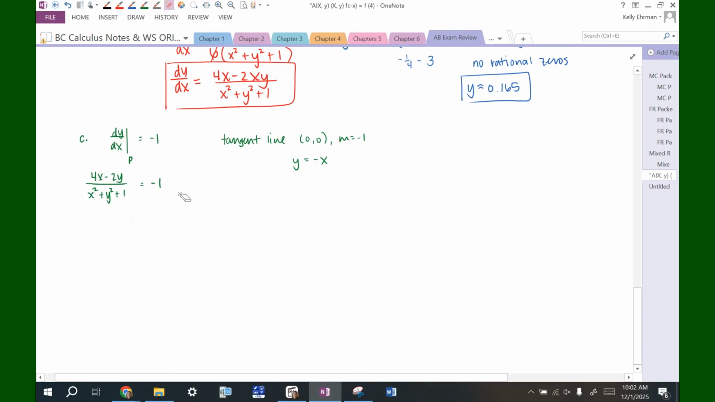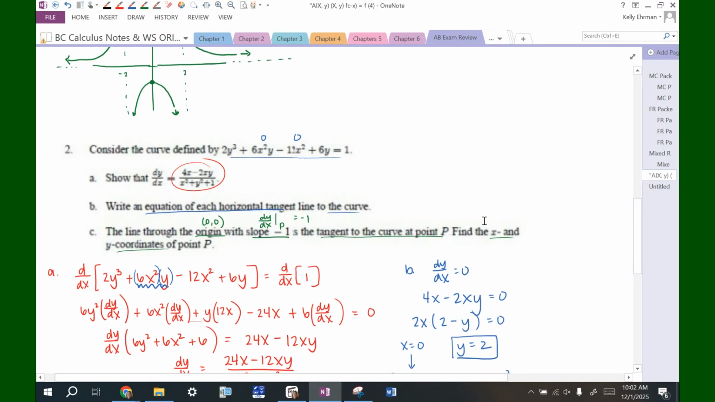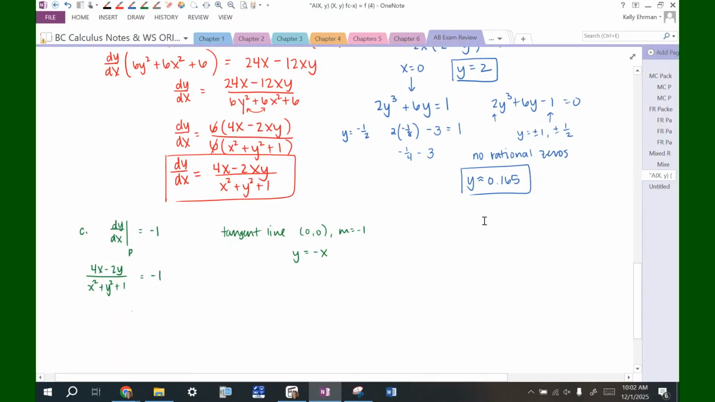Let's put it into our original equation. There we go. So let's see. That was 2y to the third. So 2 times -x to the third plus 6x squared times y minus 12x squared plus 6 times y equals 1.